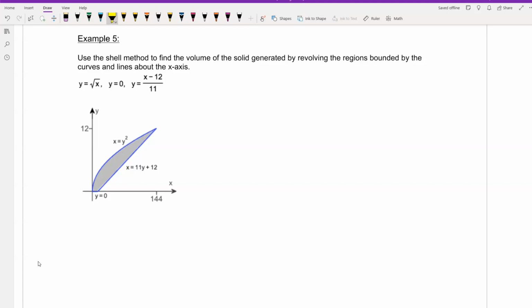So I draw this graph, and here we have x equal to y squared. Here is x equal to 11y plus 12. And here on this part we have y equal to 0. So I will explain how I have these.